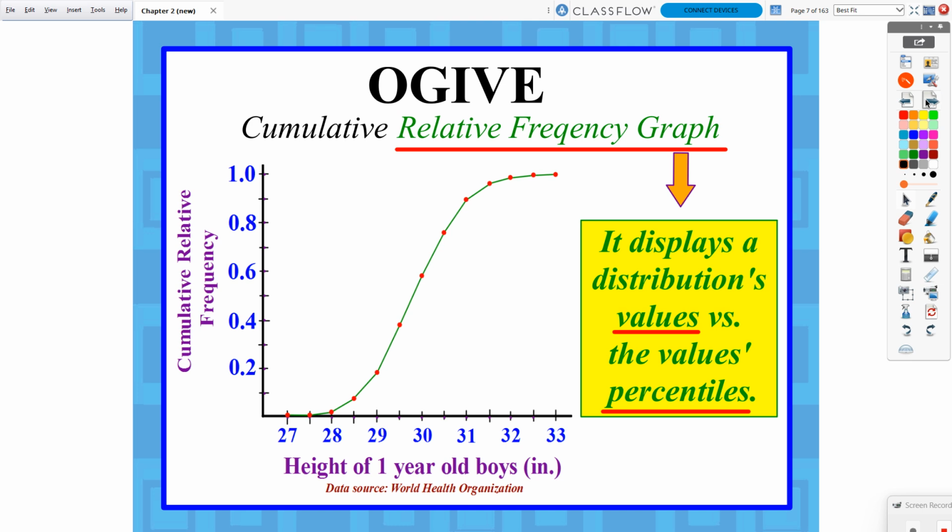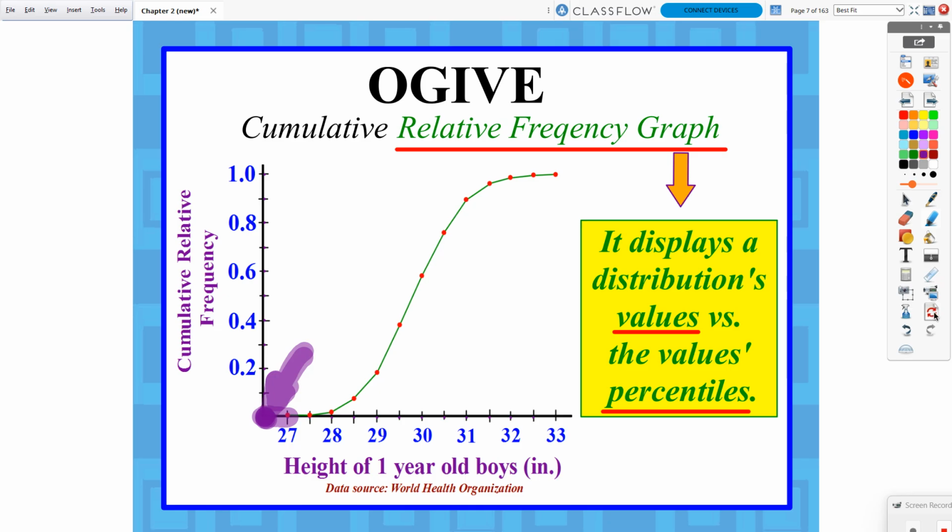So what I want you to notice is we have height of 1-year-old boys in inches. And this is actual data that I took from the World Health Organization. And all ogives start in the bottom left corner because we're going to start with the smallest values. And where would we expect the smallest values' percentiles to be? Well, near 0, right? So the minimum, the shortest height for a 1-year-old boy, is really going to be down here. The shortest kid is basically going to be down there towards the 0th percentile.